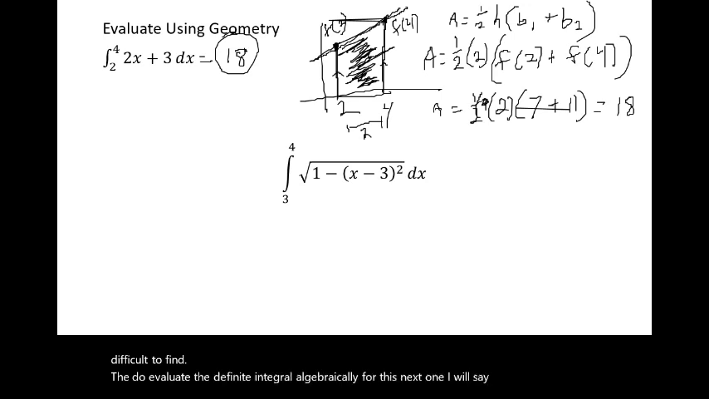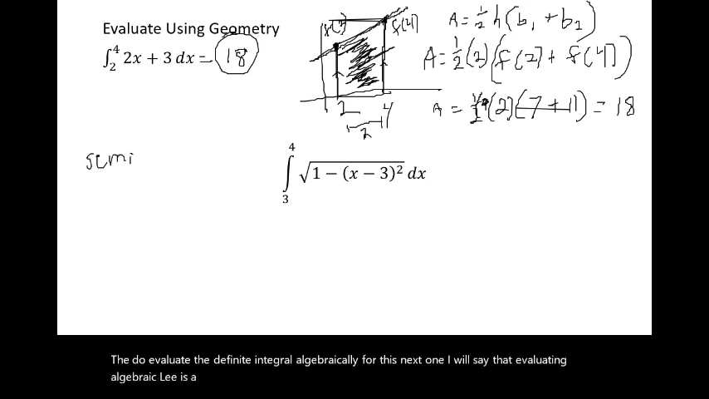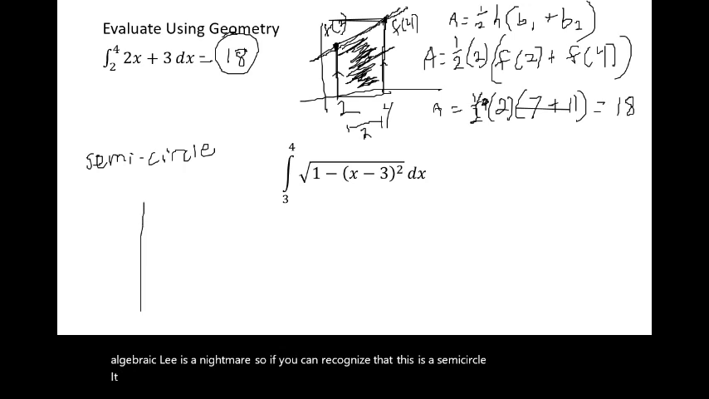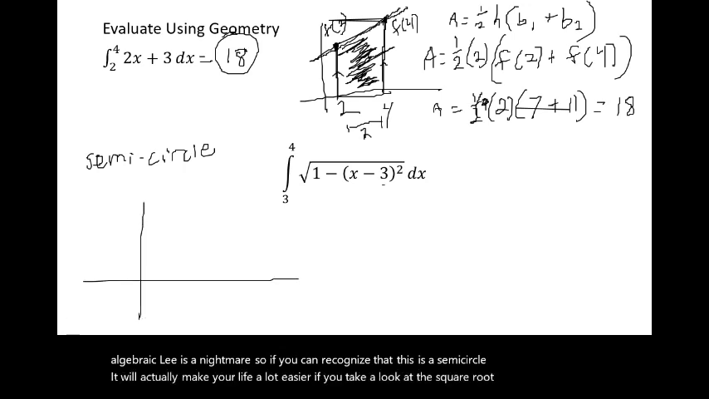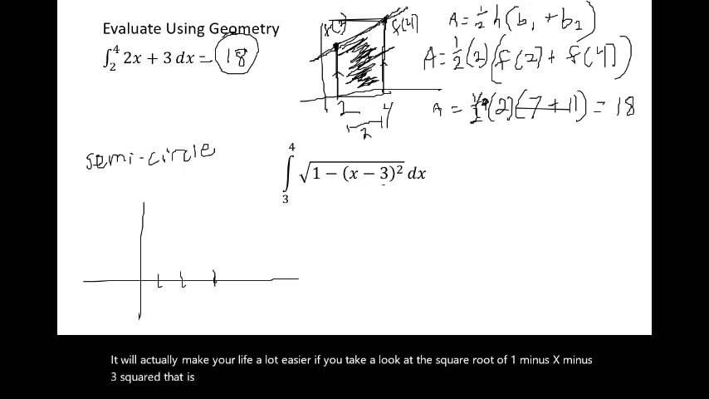So if you can recognize that this is a semicircle, it'll actually make your life a lot easier. If you take a look at the square root of 1 minus x minus 3 squared, that is actually a semicircle. It is a semicircle with center (3, 0) and a radius of 1.